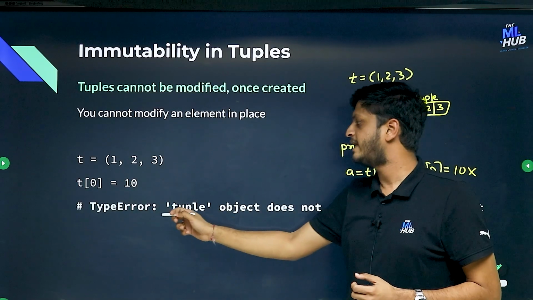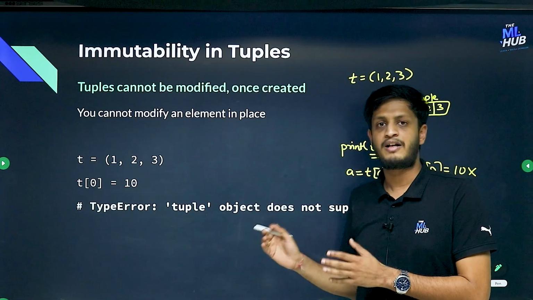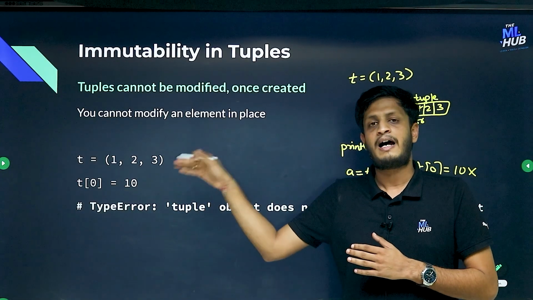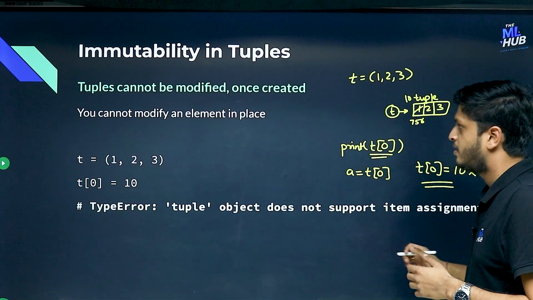So if you do this, you will get a type error. Tuple object does not support item assignment. The same type of error we have seen in strings as well. String may be like we cannot assign an element at a particular location to a string. Once created, it is immutable. Okay.